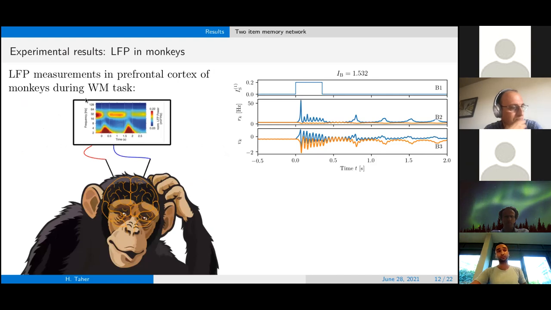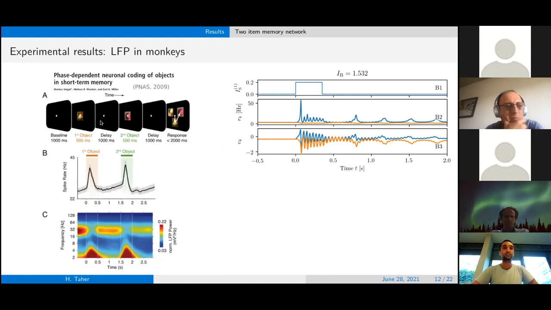The first one I want to talk about is LFP measurements in the prefrontal cortex of monkeys during working memory tasks. So basically, the monkeys are trained to recognize certain pictures on a screen. And after the training, the experimentalists measure the LFP. Here we see the firing, the spike rate. During the presentation of one object, it goes up. Here, during a second object, it goes up.